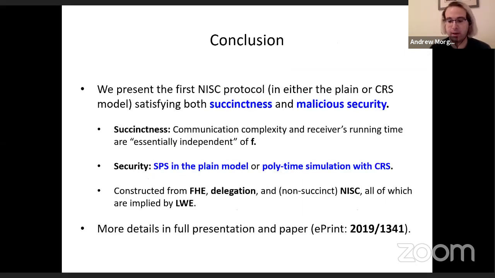So to quickly summarize, we construct the first NISC protocol in either the plain or CRS model, which satisfies both succinctness, where the communication complexity and receiver's running time are nearly independent of the functionality, and also fully malicious security with either SPS in the plain model or polytime simulation with a CRS. It's constructed from FHE, delegation, and an inner non-succinct NISC combined in a fairly intuitive and technically interesting way. And all of these primitives, and thus our protocol, are implied by learning with errors.